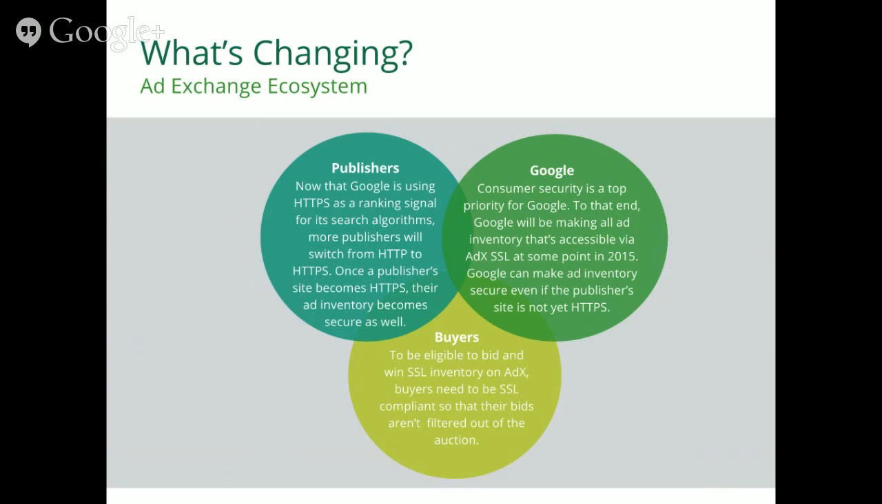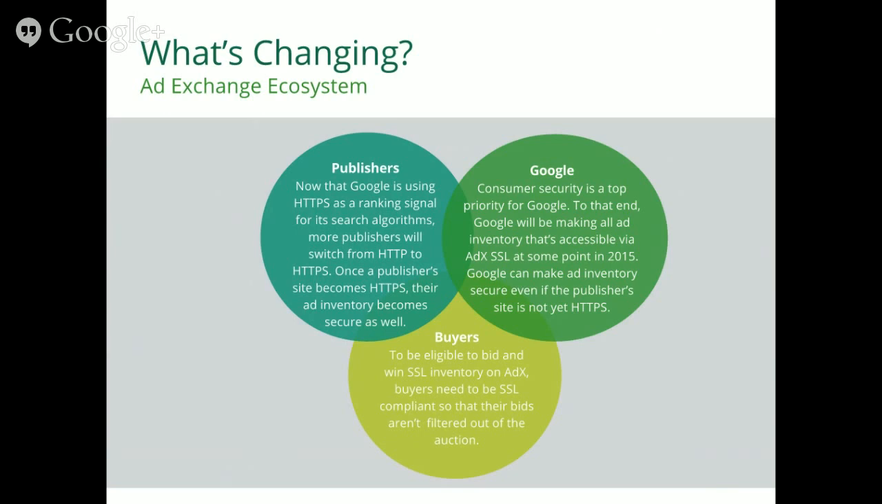So what that means is that publishers are now encouraged to move their entire site over from HTTP to HTTPS. When a publisher moves their site over to HTTPS, that actually converts all of their ad inventory across their site to become HTTPS as well. So when that happens, their ad inventory will require an SSL compliant creative. That's one process that's already begun, and publishers are doing that on their own.